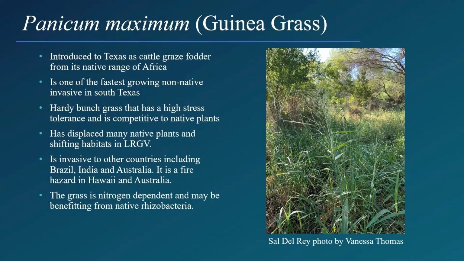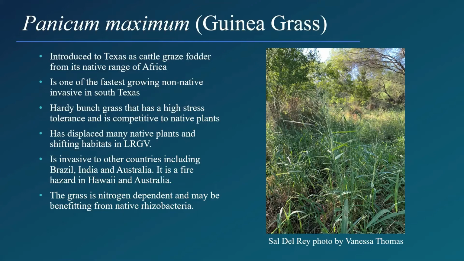So if you don't know, guinea grass is an invasive grass originally from Africa that was brought to the United States as cattle fodder as early as the 1800s. It has since then moved from cattle ranges out into native habitats here in Texas and has reduced the amount of biodiversity in grasslands. Because of this, it is an issue not only in our country, but has been seen in other countries as well, including Brazil, India, and Australia, where it is also considered a fire hazard, in the United States and as well in Australia.